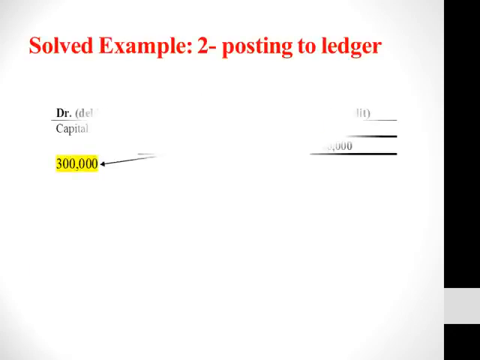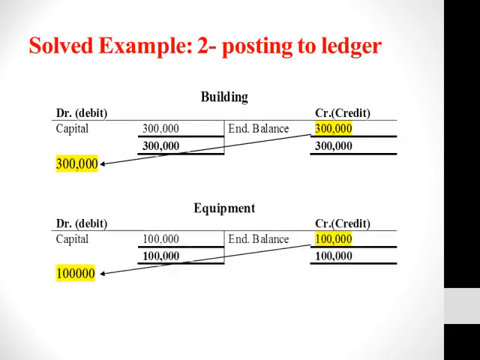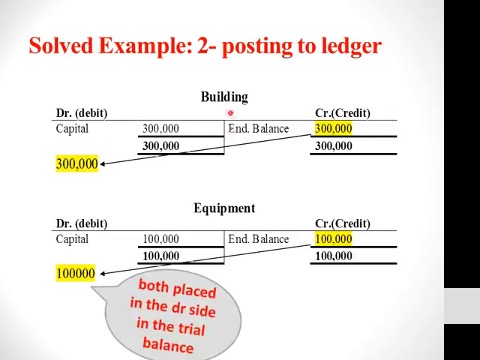The same applies to the rest of the accounts, like building, like equipments. We transfer all the figures to its place. Building is debit by 300, and we write beside it the opposite account within the journal entry, which is capital. Then we calculate the balance. The balance here is 300 because the debit side is greater than the credit side by 300. And of course, these 300 will be placed in the debit side within the trial balance.